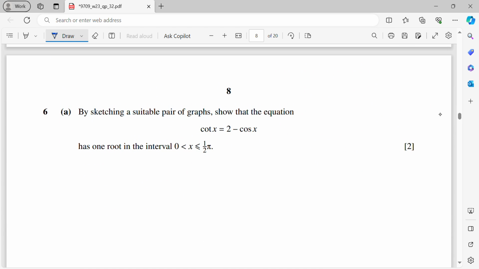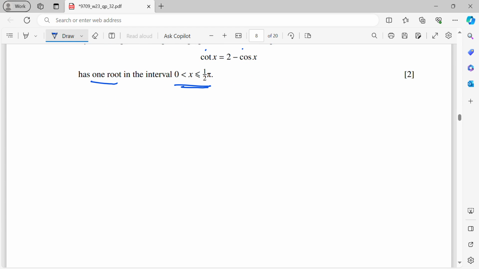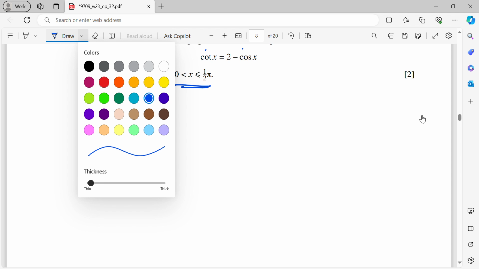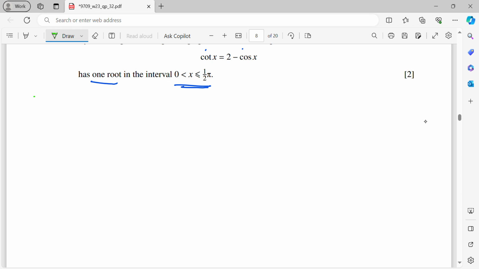A. By sketching a suitable pair of graphs, show that the equation cotangent x equals 2 minus cos x has one root in this interval, 0 to half pi. So now, for the cotangent x, just for information, we need to refer to 1 over tangent x. Right, cotangent x is 1 over tangent x.